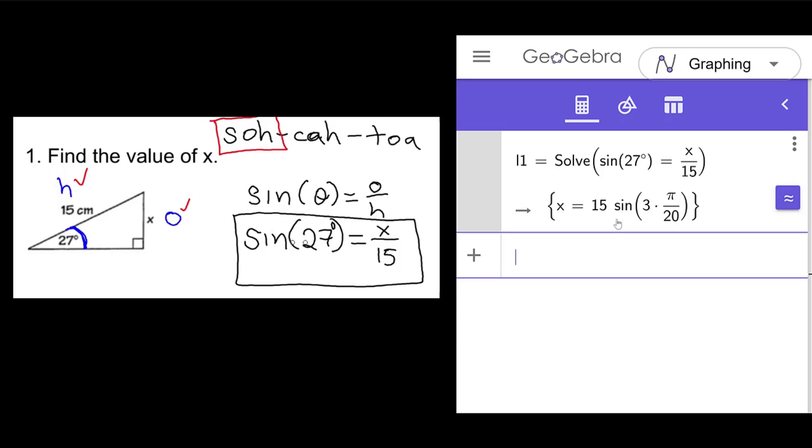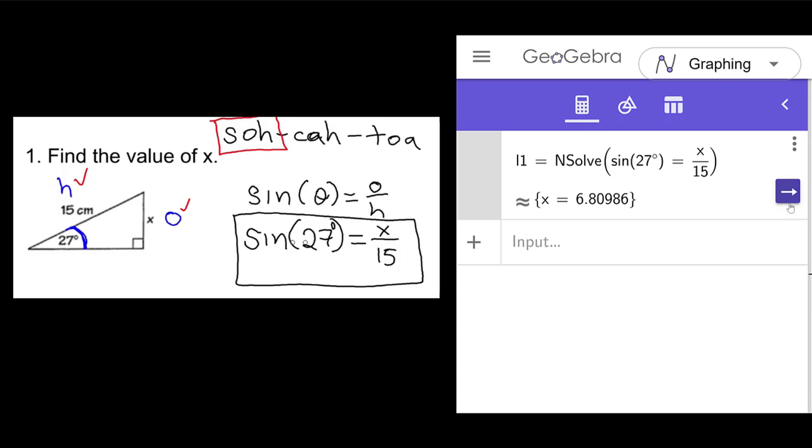Solved it nicely. But that's not going to really help us out right now. I want to know what that is as a decimal value. So you can click on this little button, and mine is going to round to this many decimal places. You could change your settings to how many decimal places you want it to round to, but it's going to tell me my answer is 6.809. So 6.81 would be a sufficient answer. All right.